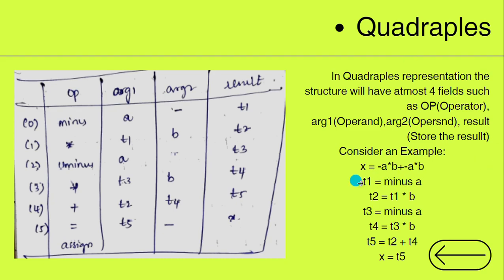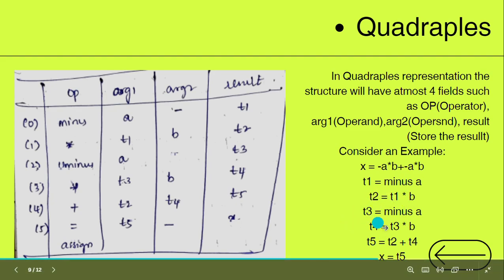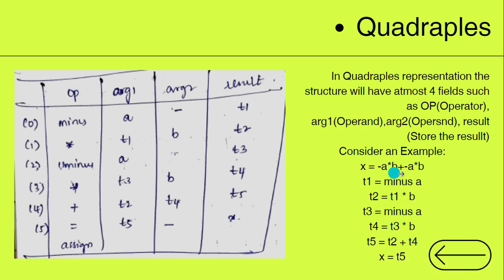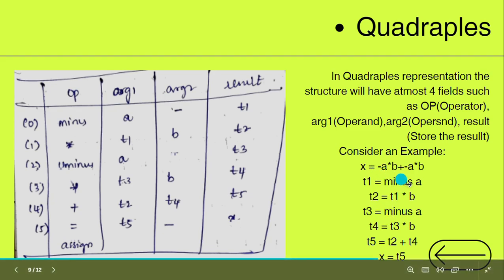So let us consider an example, X is equal to minus A into B plus minus A into B. In T1 we are storing minus A, that is, here minus A is there, that we are storing here, and in T2 we are calculating T1 into B and storing it in T2. The same way follows for T3 and T4. T2 will store this part of minus A into B, and T4 will store this part of minus A into B, and both are added and stored in T5, and T5 is stored in X.